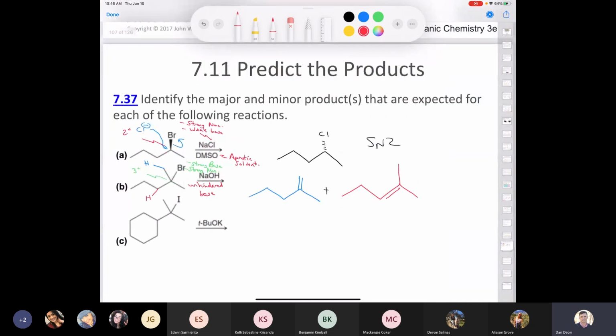So this one is going to be the major product, which is the Zaitsev product. And the other one is the Hofmann, and it's the minor product. So minor, and this is the Hofmann. All right, let's take a look at the last one.